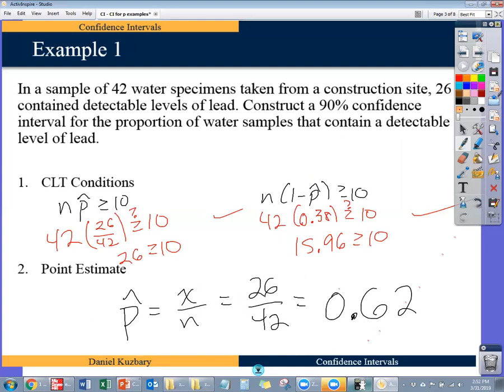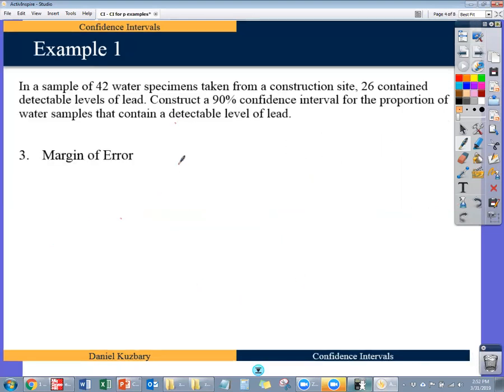We already have our point estimate, so we can go on and work on the margin of error. The margin of error is given by this formula, z sub alpha over 2 times the square root of p hat times 1 minus p hat, all of that over n. So I've got to plug in things like n and p hat, which I've already found, and I need to find z sub alpha over 2.